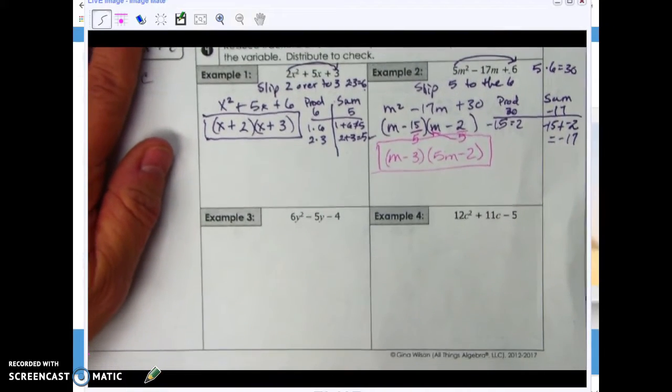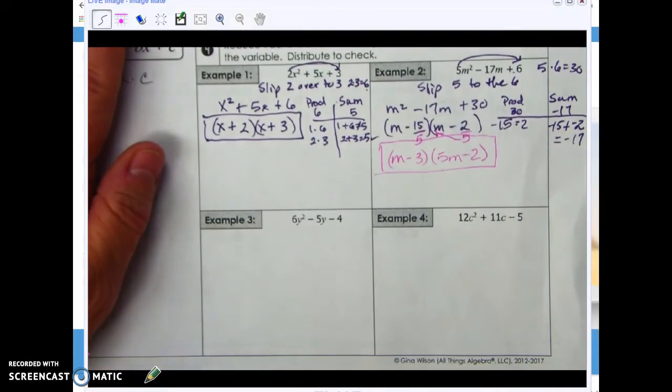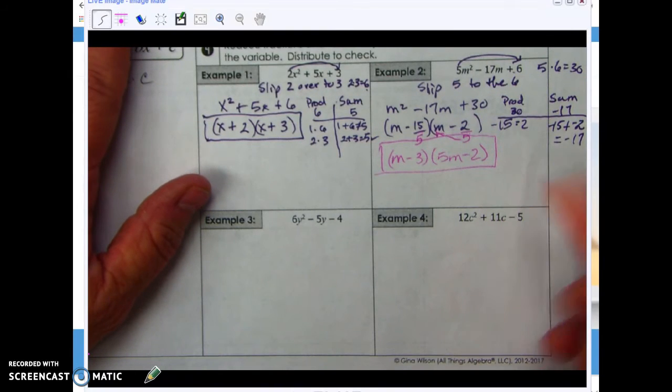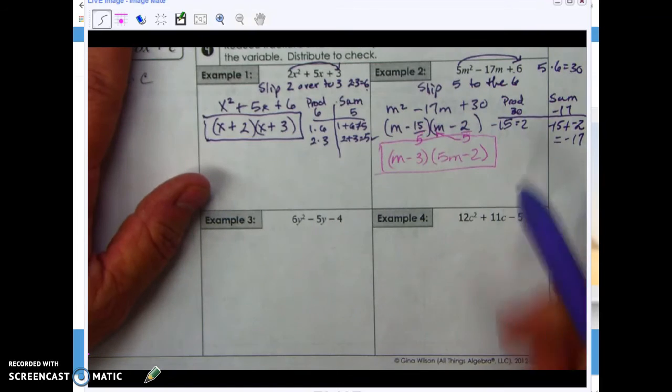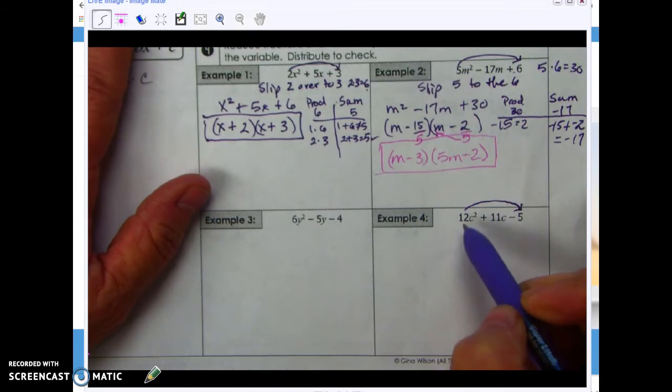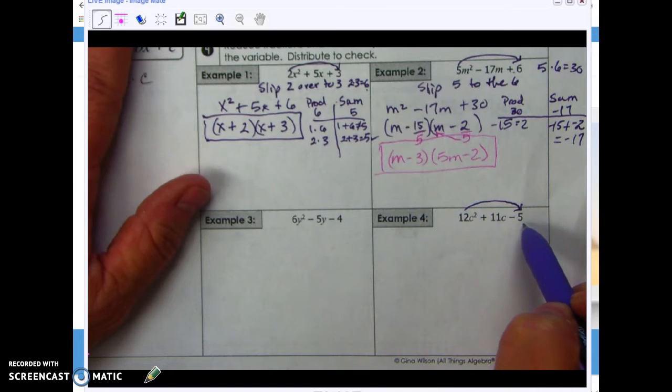Okay, so now we're going to take a look at example 4. Again, we're using the slip and slide method. So hopefully by now we've kind of got the rhythm of it. There's our A. There's our C. We're slipping the value for A, which is 12, over to the value for C, which is 5.